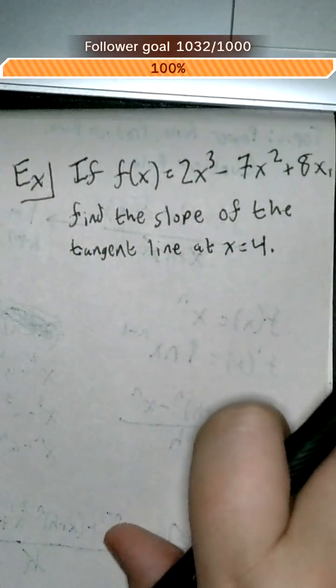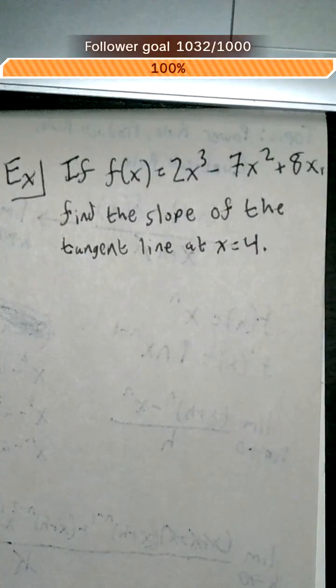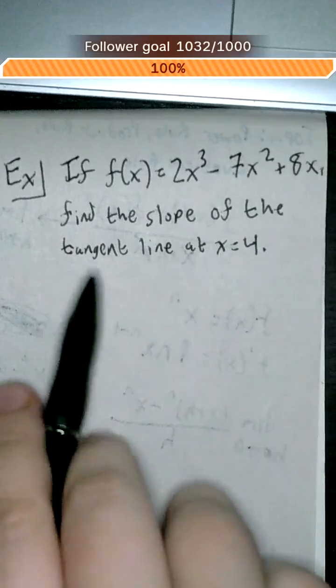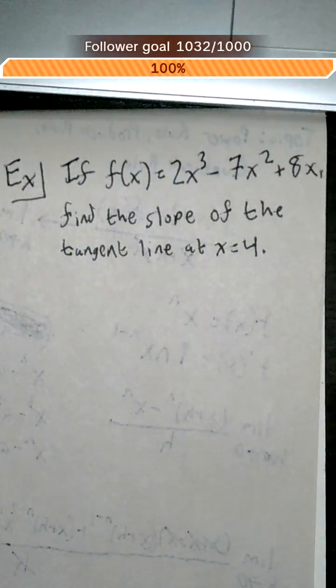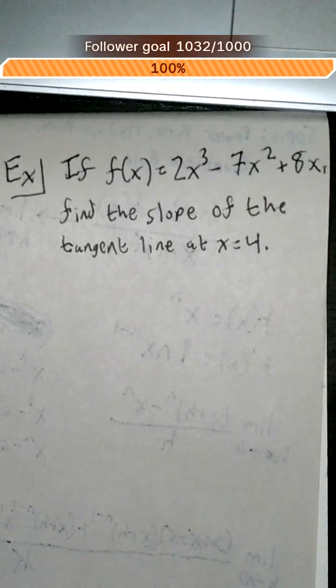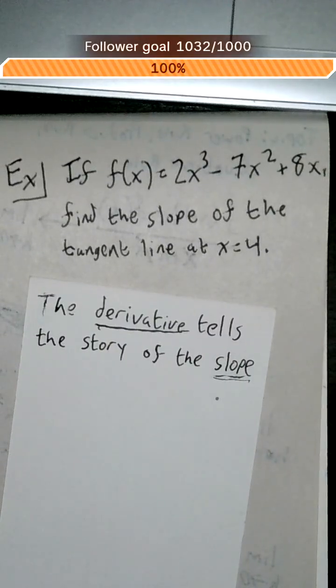OMG, this is exactly like one of my homework questions. Cool. So I'm going to show you how to do a problem like that. So here, if I see slope of a tangent line, my mind automatically goes to derivatives. Why? Because the derivative tells the story of the slope.